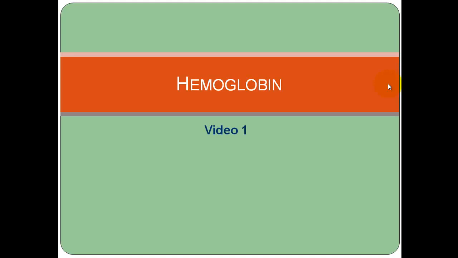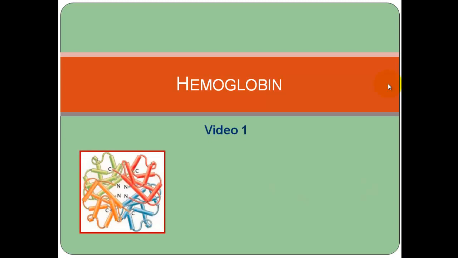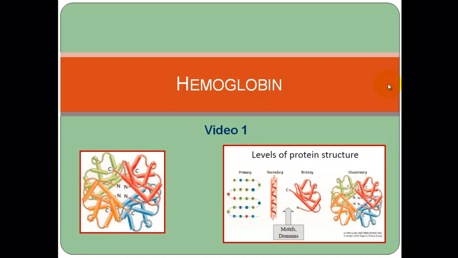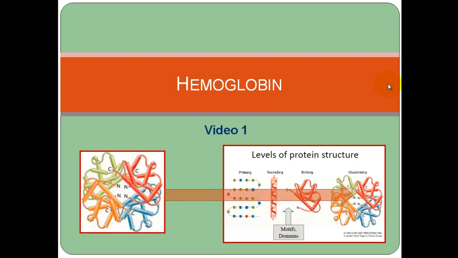In this video, we're going to take a look at hemoglobin. To recap from the video on protein structure, hemoglobin was the fourth form, the quaternary form of protein structure. This video will first look at receptor-ligand interactions. We'll then cover the general structure of hemoglobin. And finally, we'll apply the dynamics of receptor-ligand interactions to hemoglobin.